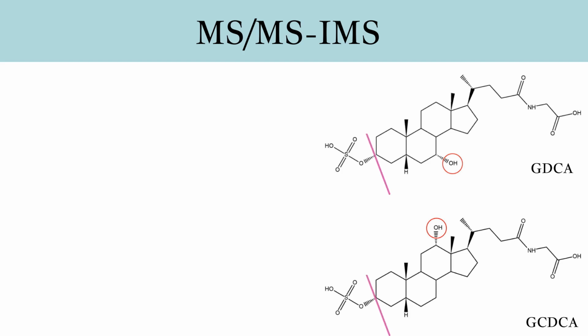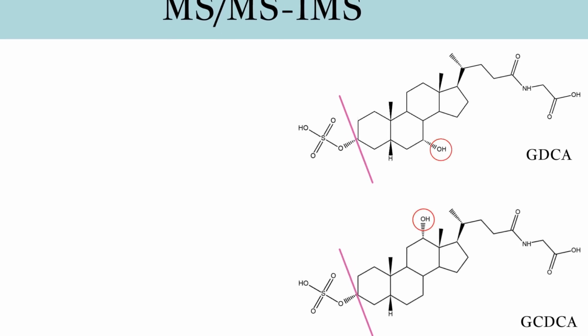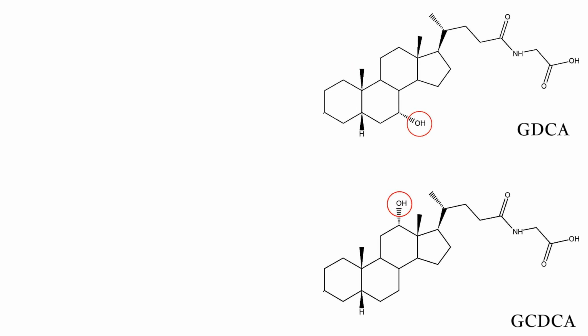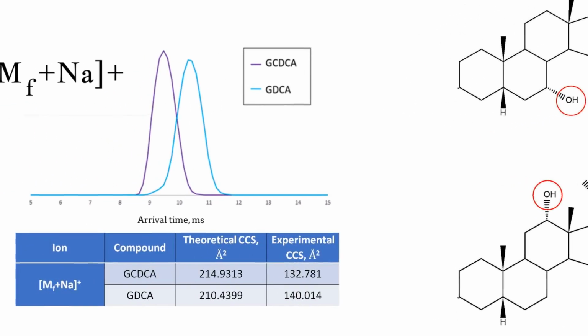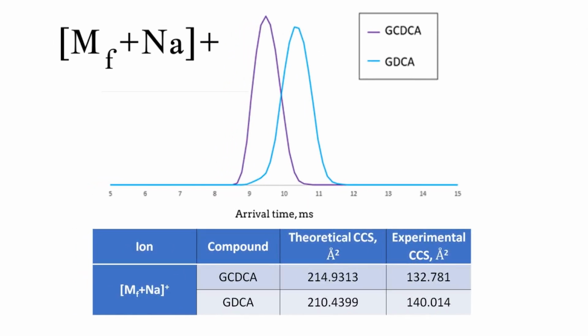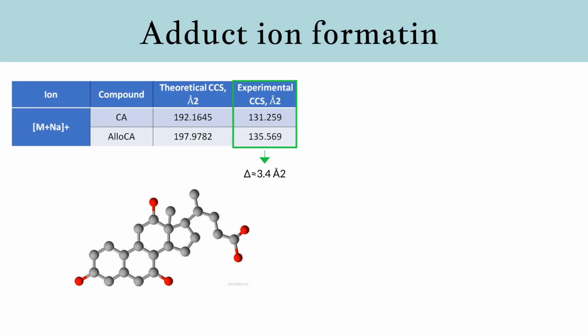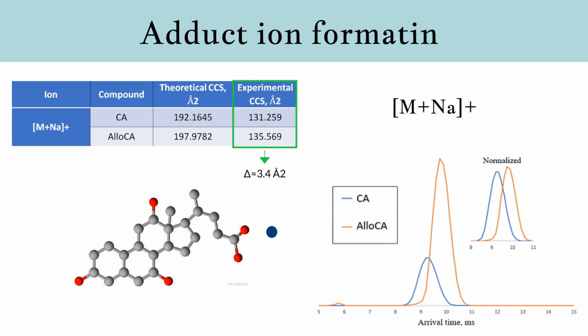1. We fragmented away the identical functional group of the molecules to form smaller ions and augment the differences. As a result, we got different arrival times for each ion. 2. We enhanced the collision cross-section differences by adduct ion formation, which worked pretty well for these enantiomeric isomers.